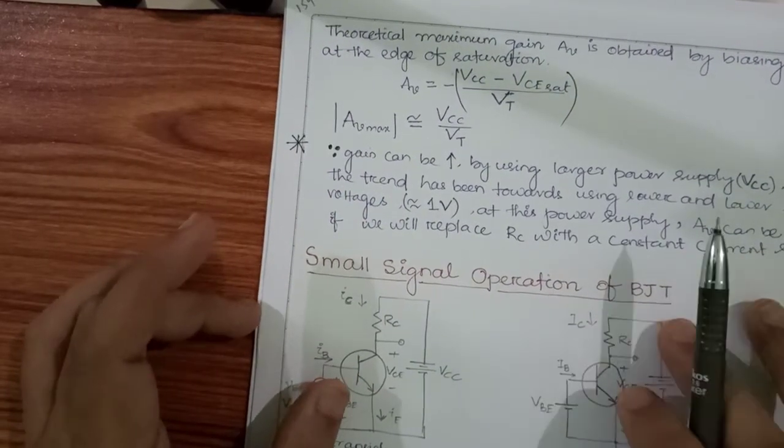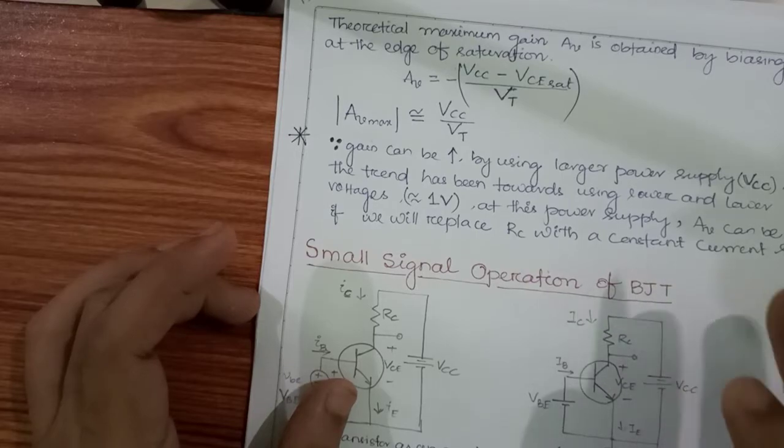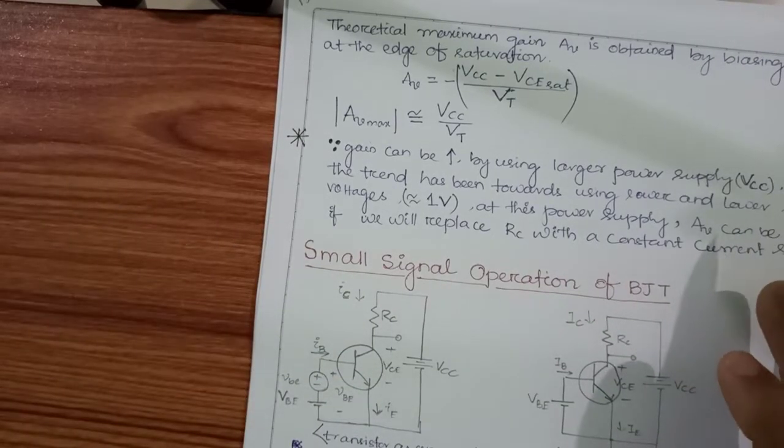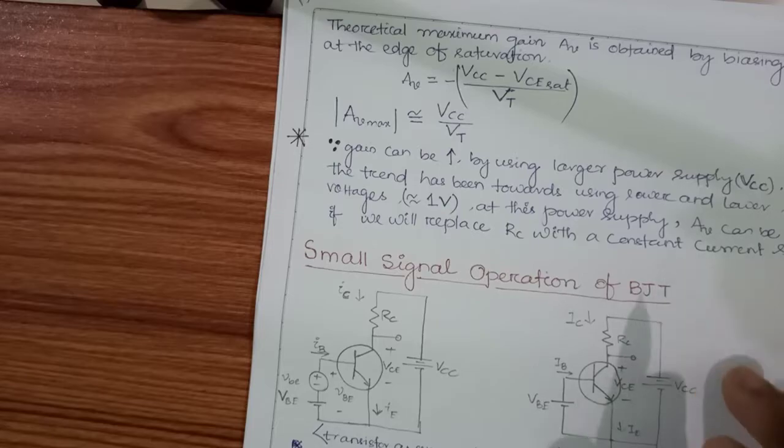So this is all about how a BJT or transistor can act as an amplifier. In the next class we will see the small signal operation of BJT, that is the RE model and the pi model.